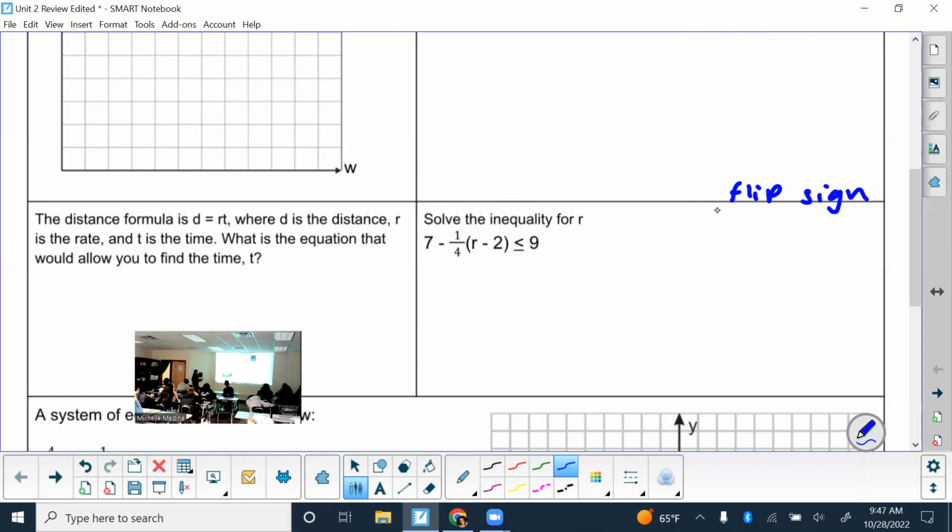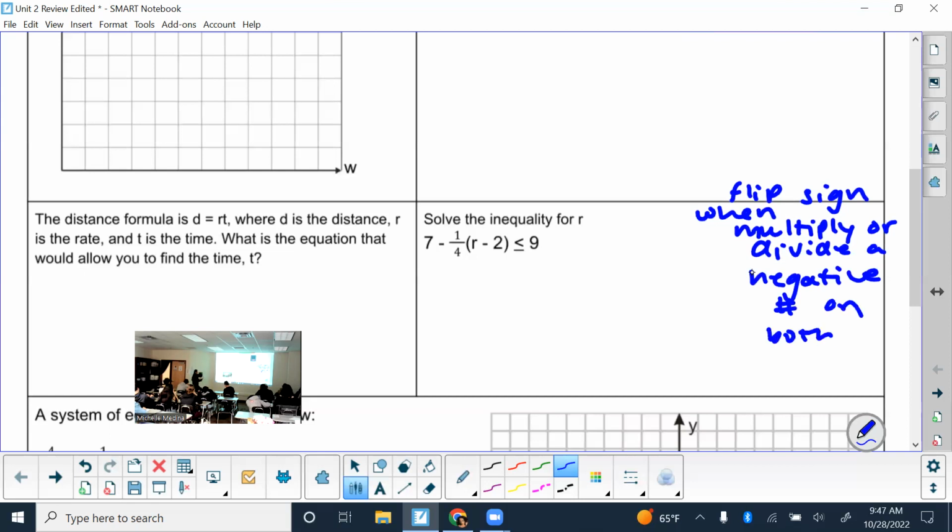When? When you multiply or divide a negative number on both sides. All right, that whole thing has to be true. So not just in general, it has to be on both sides that you're multiplying or dividing a negative for the sign to flip. So you guys try that one. We'll see how you do. I'll give you like 90 seconds.